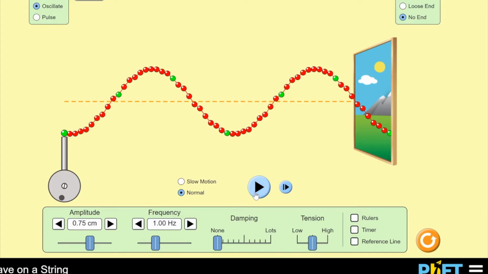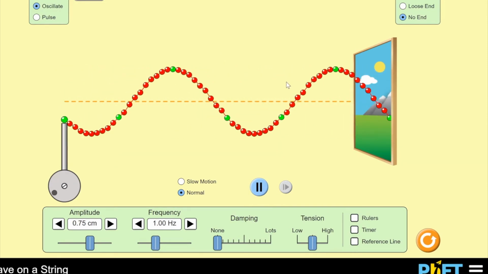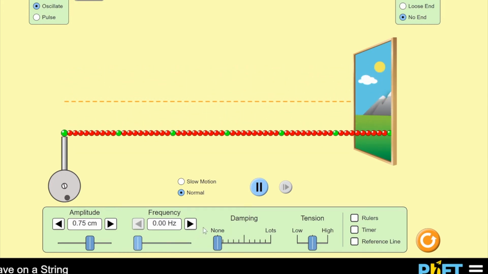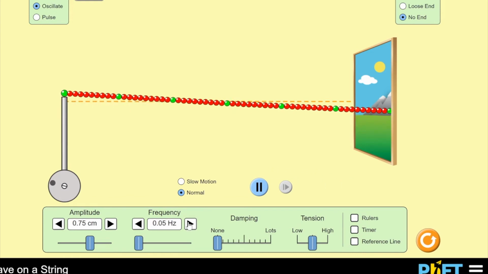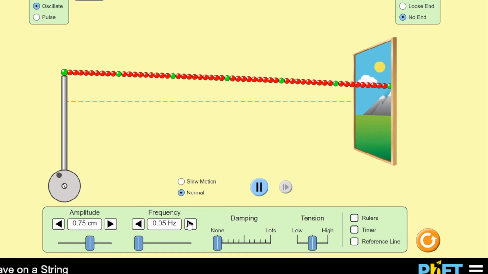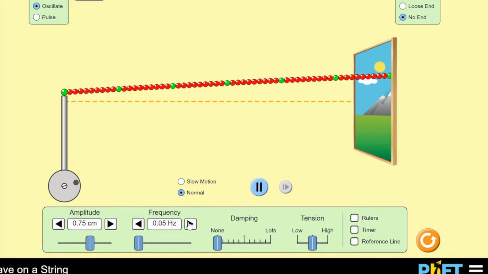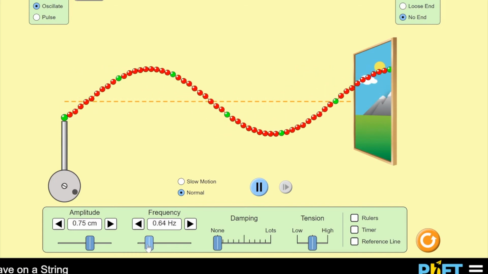Now I can show that here again. Look what happens. Just look at the wavelength as I take the frequency down. Oh, that's 0 Hertz. That's not good, is it? Look what happens now when I start to increase the frequency. Look how slow that is. Look how slow this is. 0.03 Hertz. Imagine how long that wavelength would be. We wouldn't be able to measure it on this screen. So I'm going to just take things up a little, to 0.5 Hertz.